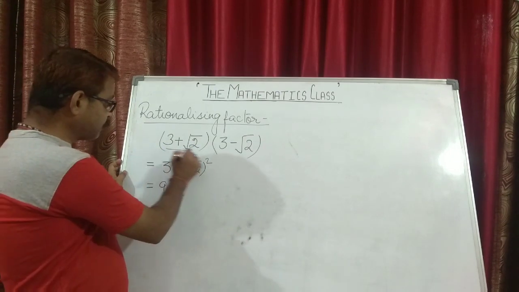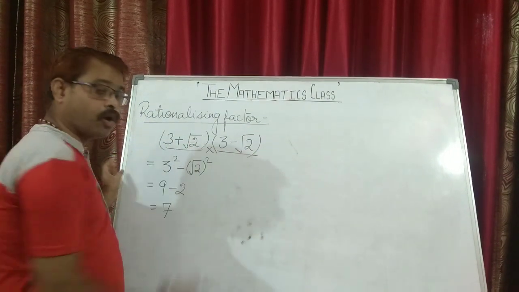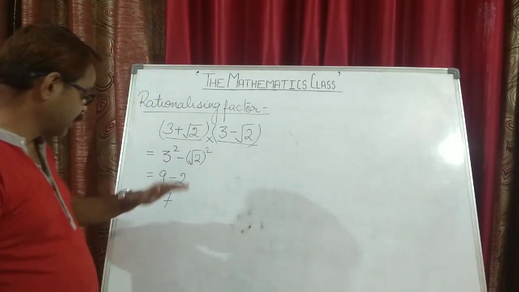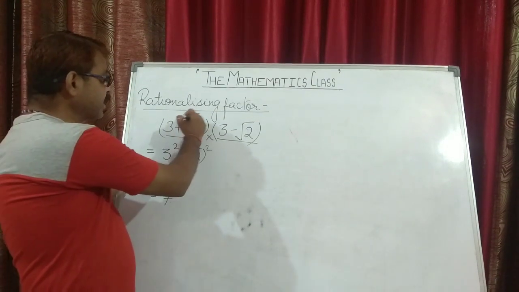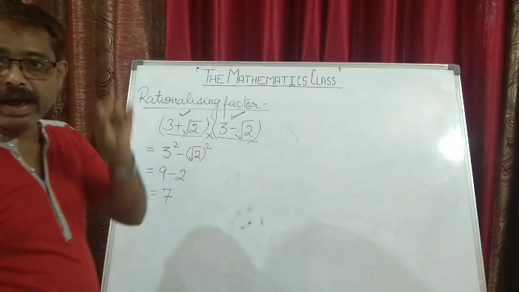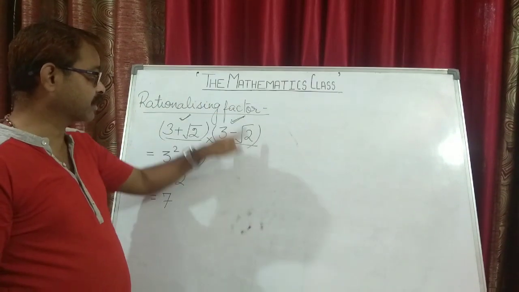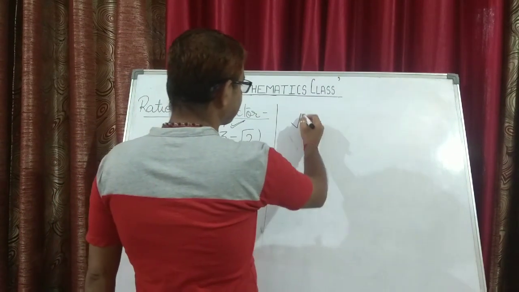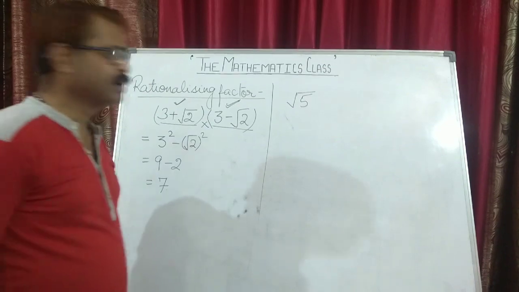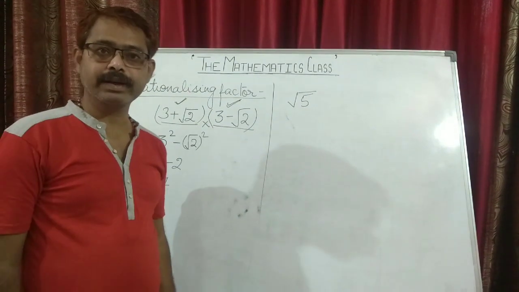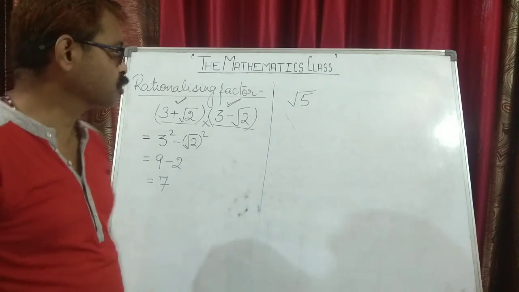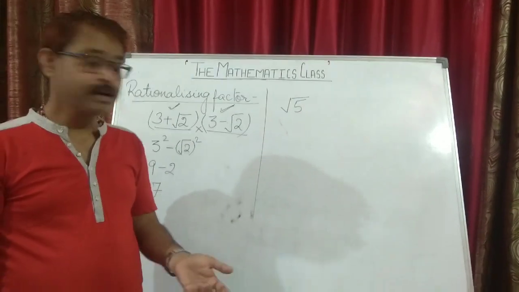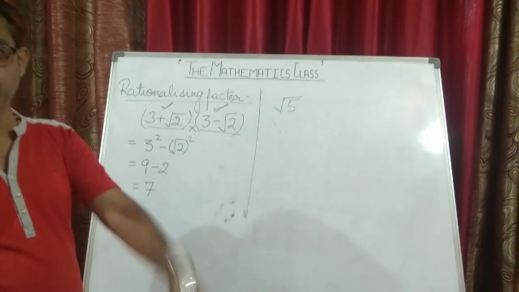If the product of these two surds or irrational numbers is a rational number, then each one of them is known as rationalizing factor of each other. Suppose I say root 5. What is the rationalizing factor of root 5?